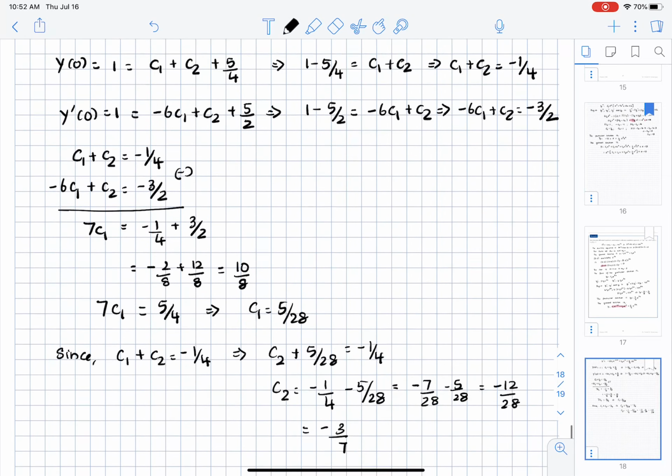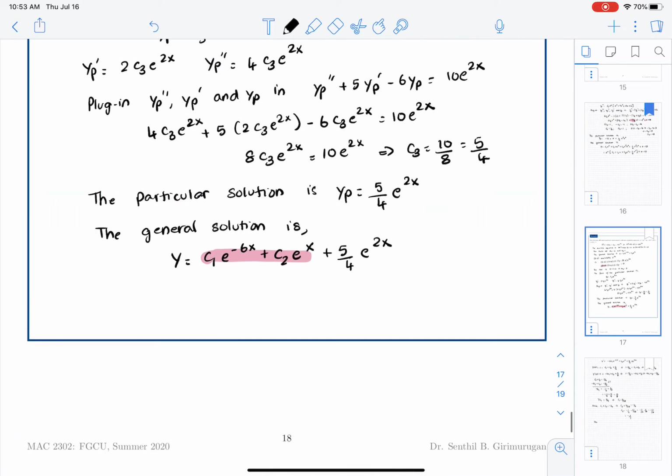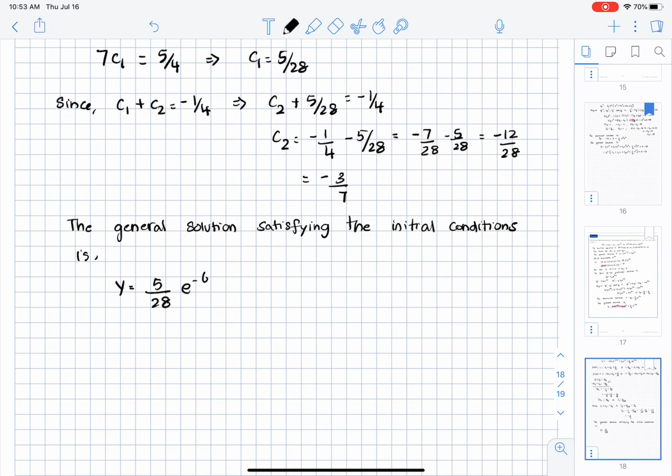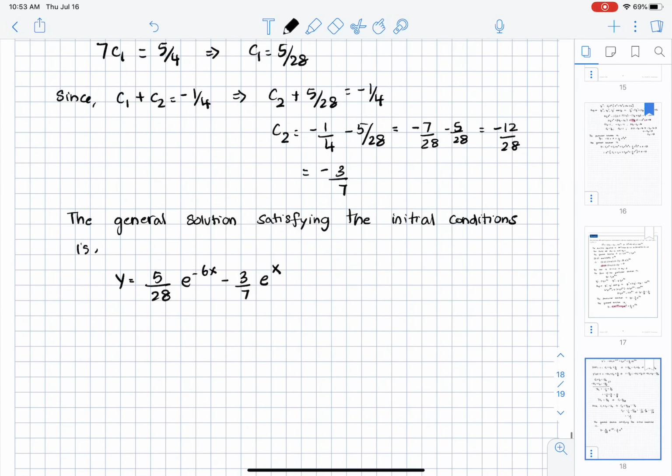So we have c1 and c2, therefore the general solution satisfying the initial conditions is y equals 5 over 28 e raised to negative 6x, minus 3 over 7 e raised to x, the first two terms, and the last term is the particular solution, plus 5 over 4 e raised to x.